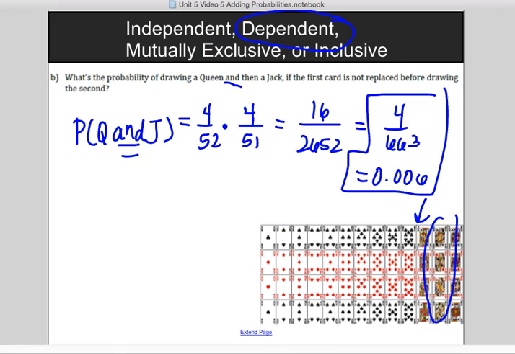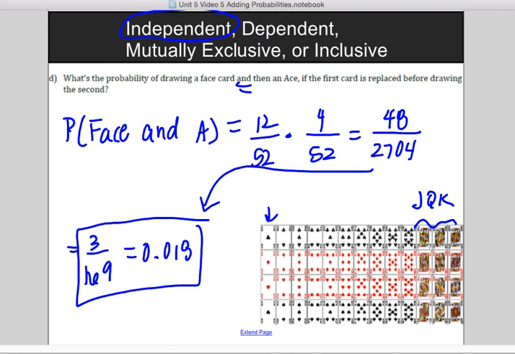And then yesterday we talked about being an and statement and how you multiply, and then if you're dependent or independent. This one is dependent because the card was not replaced. Part D was independent because the card is replaced, and what happens on my second draw is not affected by what happened on the first draw. So that mixed practice is a nice way to distinguish the differences between what we covered today and what we covered yesterday.